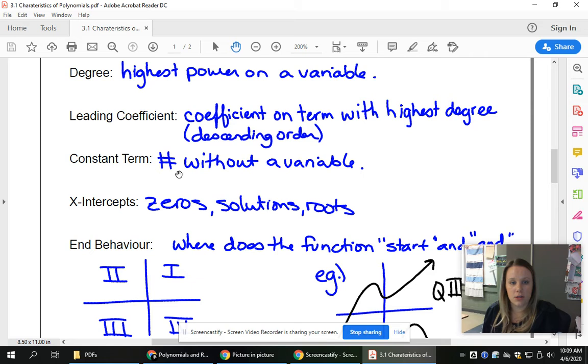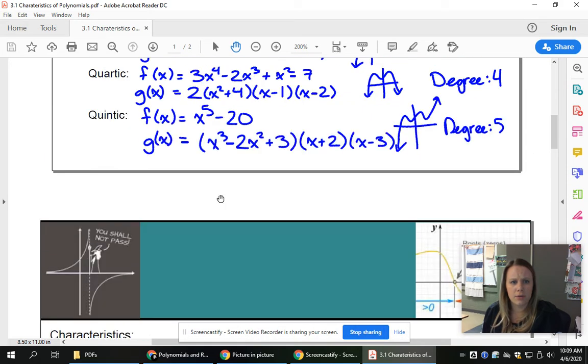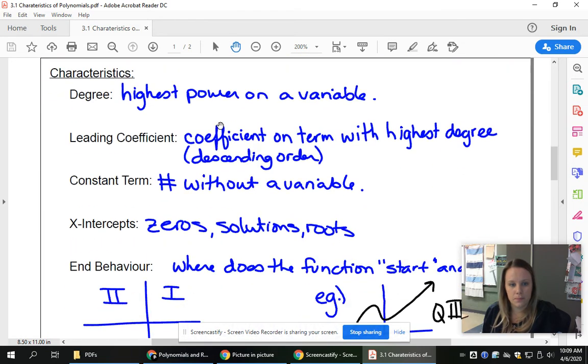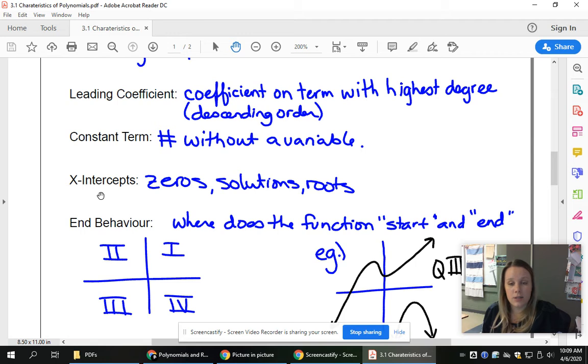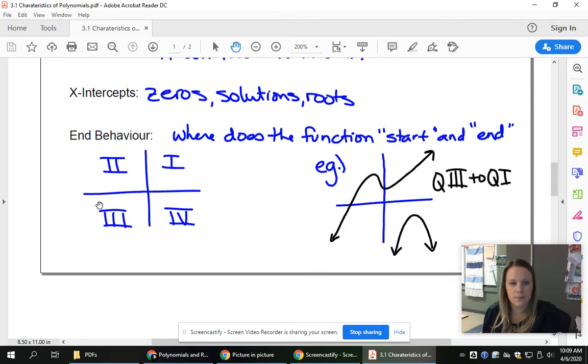The constant term, whatever number doesn't have a variable with it, if it's written in descending order, it's at the very end. Be careful with signs. For example, up here, x to the 5 minus 20, the constant is -20. X-intercepts, where does something cross the x-axis? In 20, we studied that these can also be called zeros, solutions, or roots when we studied quadratics.